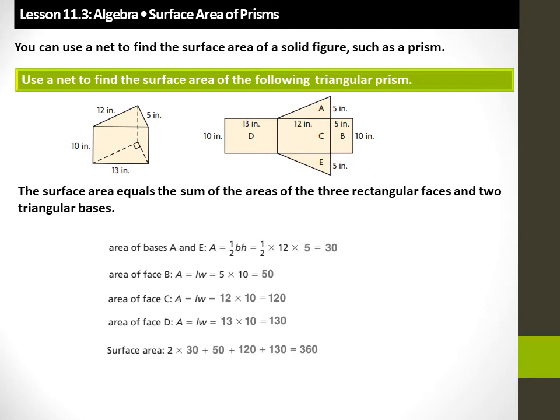Now to find the surface area, we must multiply the area of the triangle by 2 and add the areas of the rectangles. The answer is 360. So, the surface area of the triangular prism is 360 inches squared.